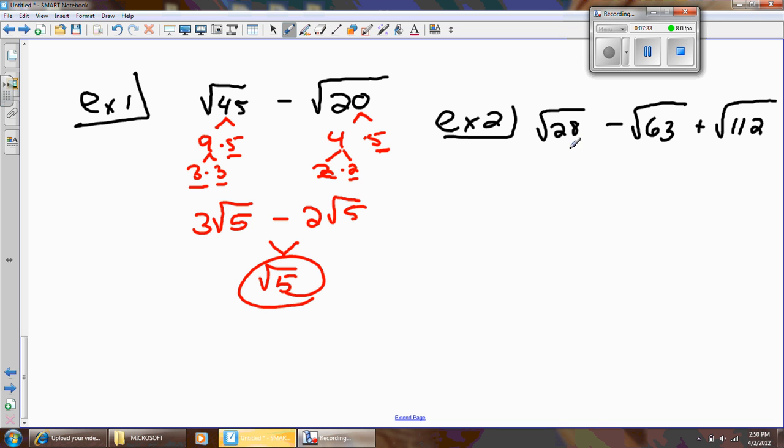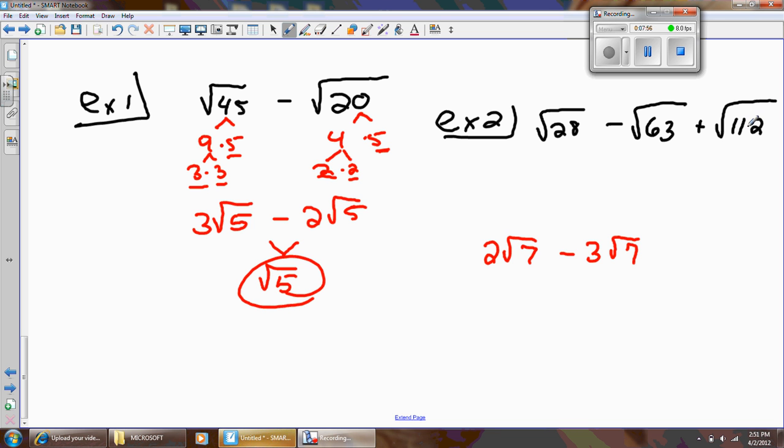All right, jumping over to example 2. I'm going to do this one more in my head. I know 28 is 4 times 7. 4 is a perfect square. So 28 is going to break down to 2 rad 7. 63. I know that 9 times 7 is 63. 9 is a perfect square. Square root is 3, so I'm going to do minus 3 rad 7.